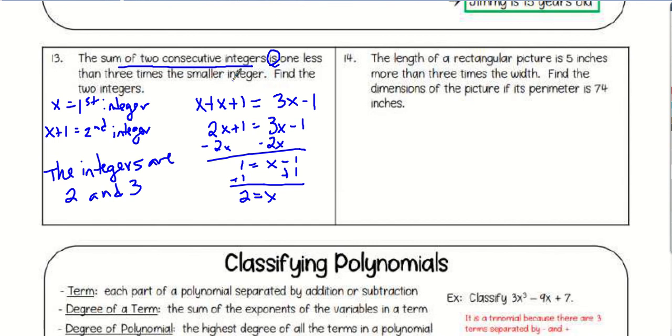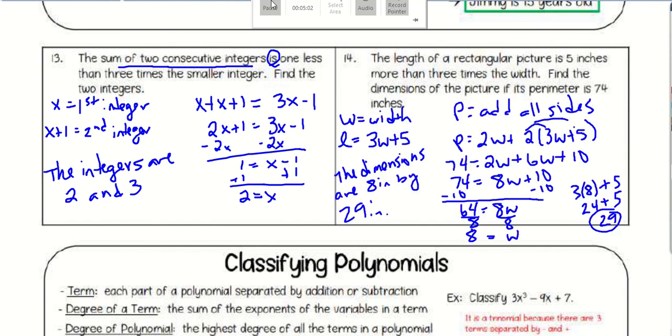And one less than 3 times the smaller: 3 times 2 is 6, minus 1 is also 5. So there are our solutions to that. Go ahead and try the next one. We'll come back. And for number 14, we should end up with 8 inches in width and 29 inches in length.